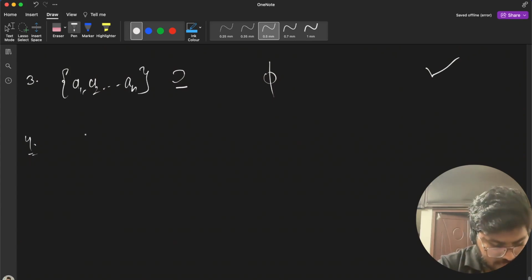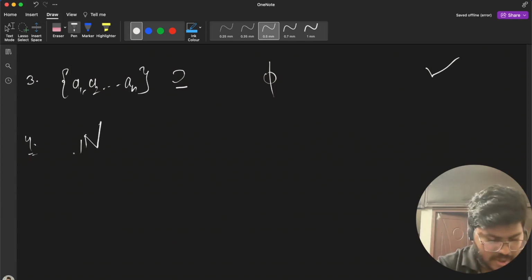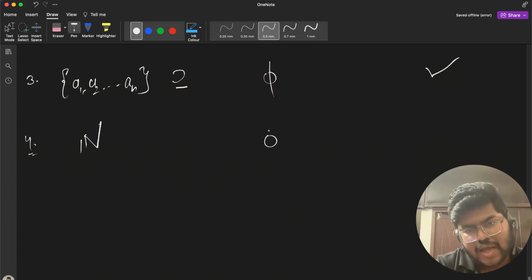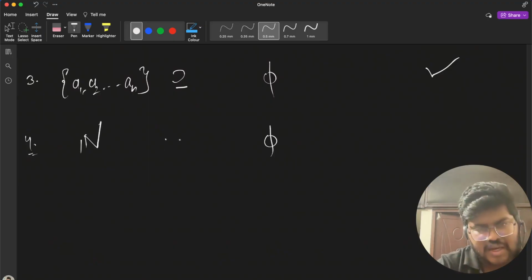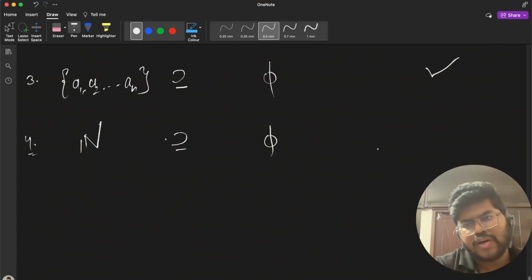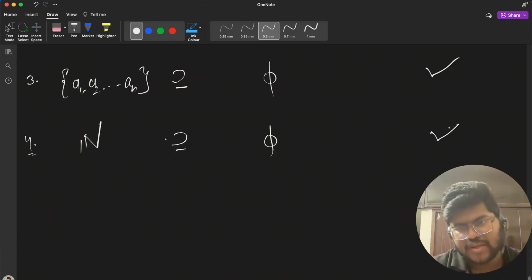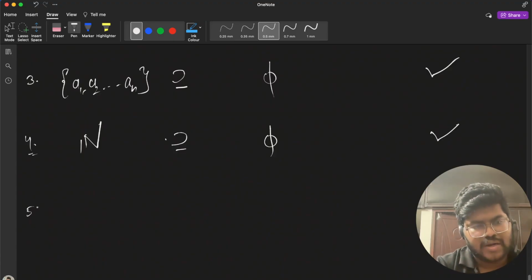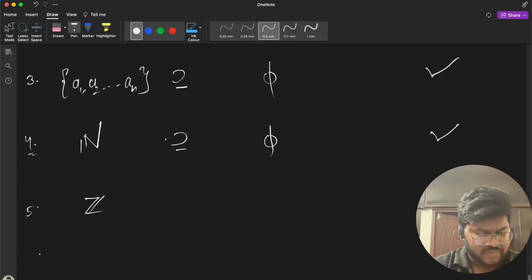Now if we talk about the natural numbers N, the natural numbers again have no limit point, as we have seen in the last lecture. So again it is a subset of natural numbers, and if it is a subset, then this is a closed set, right? Now if we talk about Z.